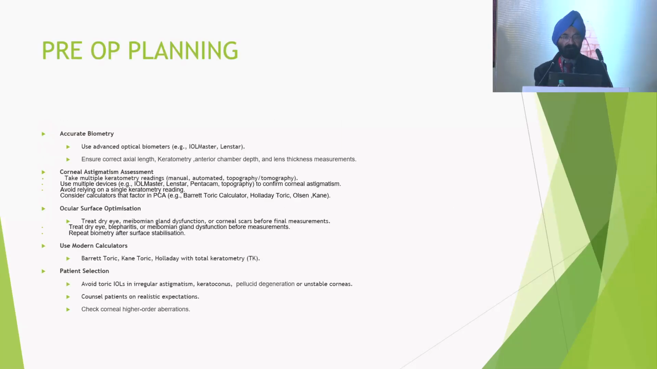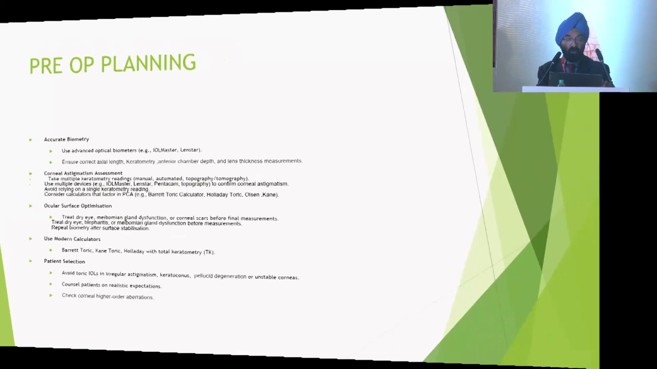Preoperative planning includes, like Dr. Arup very nicely pointed out, accurate biometry, corneal astigmatism assessment, and ocular surface optimization. Please use modern calculators like Barrett toric, Kane toric, or the online calculators. Patient selection should be very good. Avoid toric IOLs in irregular astigmatism. It is debatable in keratoconus, and always under promise and over deliver. Please also check higher order aberrations.